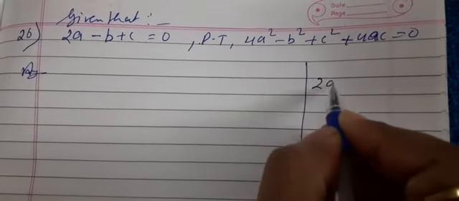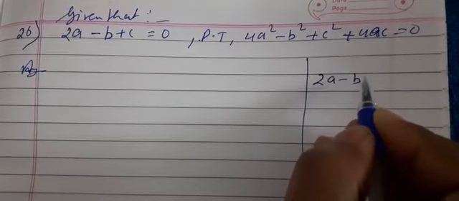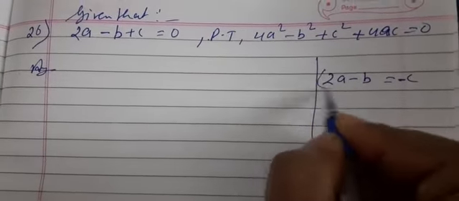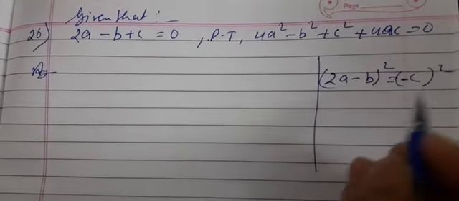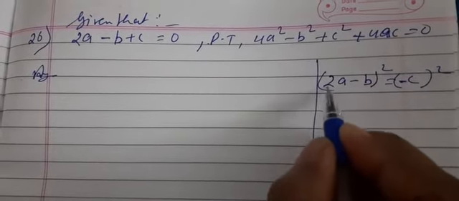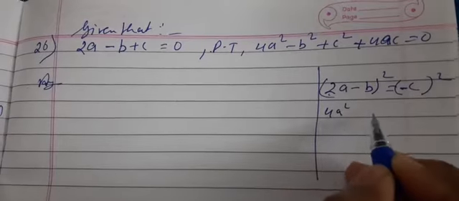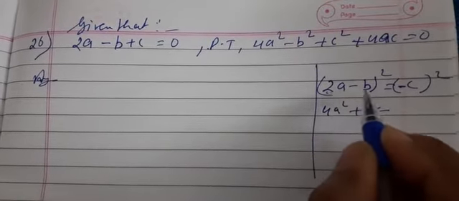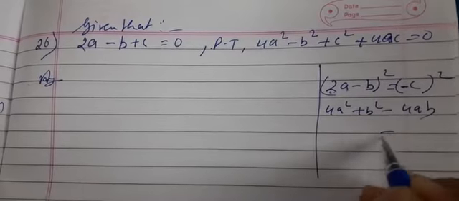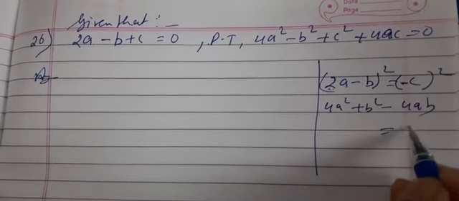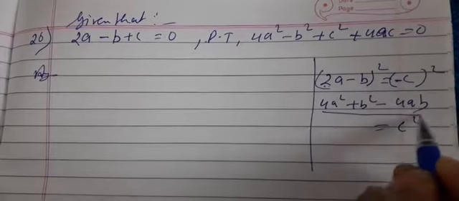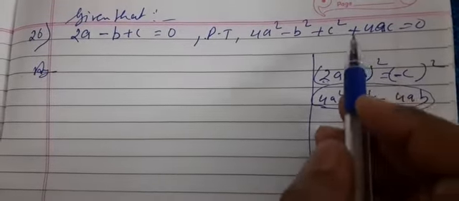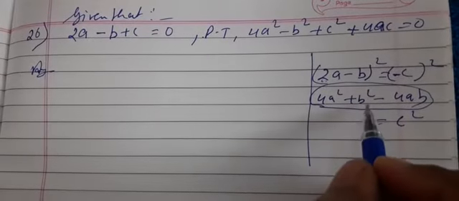Just think, if I transfer c from this side, this will become minus c, right? Now I will square it to solve my sum. So then what happens? 4a square plus b square minus 2ab, that is minus 2 into 2a into b, that is 4ab, and on the RHS this will be c square. Now, as we know, during proving sums we are again and again cross-checking that we are on the correct track or not.